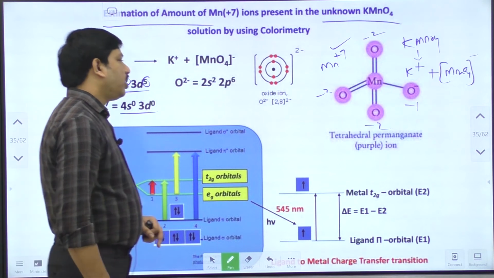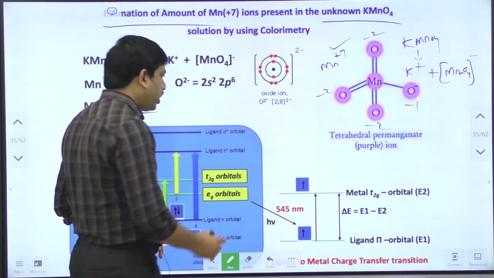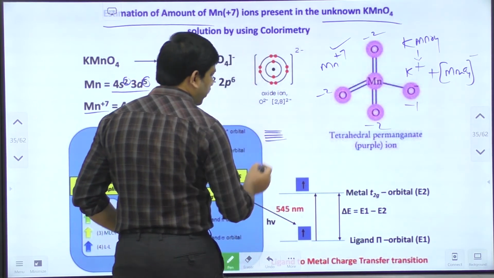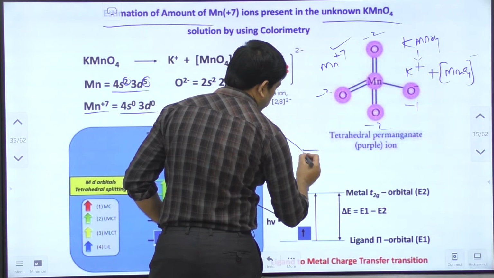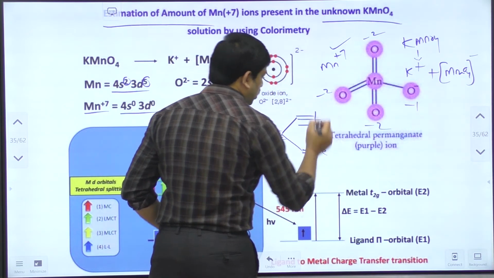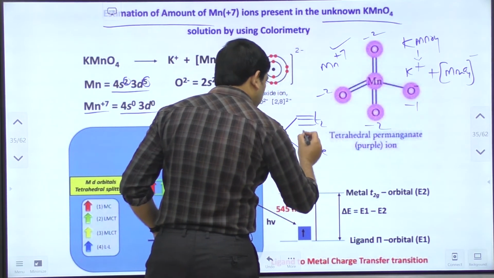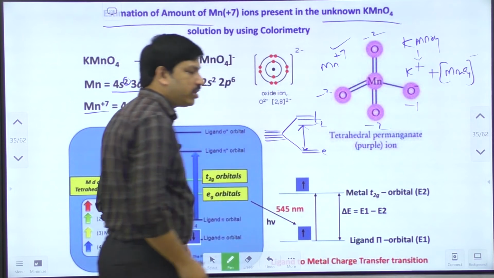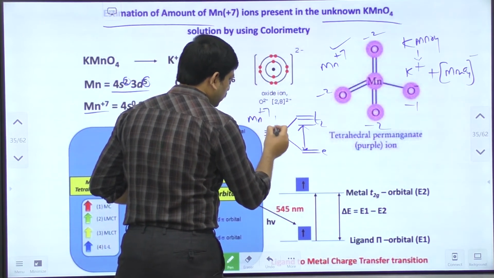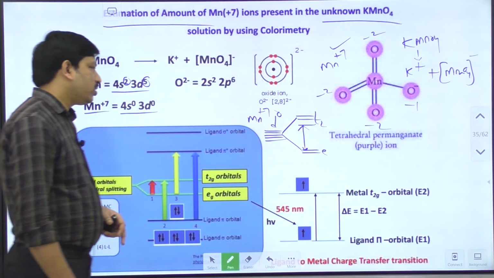That means according to crystal field theory, this is a tetrahedral complex. In the case of a tetrahedral complex, what is the splitting pattern? Among the 5 different d orbitals, the E orbitals' energy decreases and the T2 orbitals' energy increases. So this is the energy gap between the corresponding d orbitals. But in the case of Mn+7, we have a d0 configuration. That means we don't have any electrons.